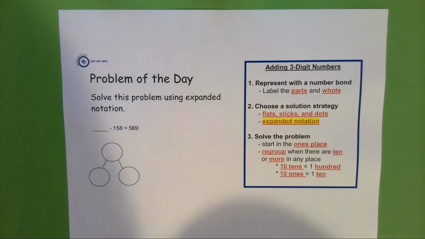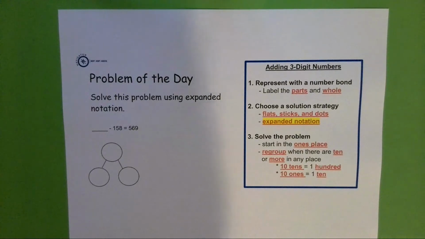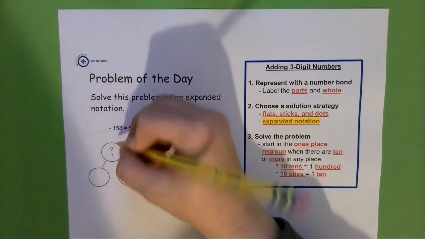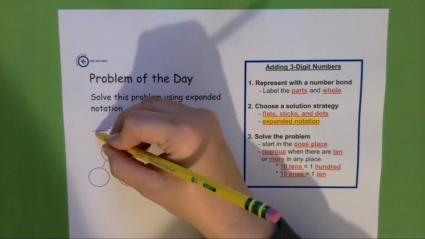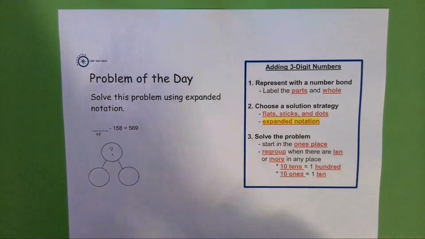Let's solve together, but first let's solve using flat sticks and dots. How can I put this problem into a number bond? Say it out loud. I bet you said that we could put a question mark in the hole because we know in a subtraction sentence the hole is always first and we're missing the hole.